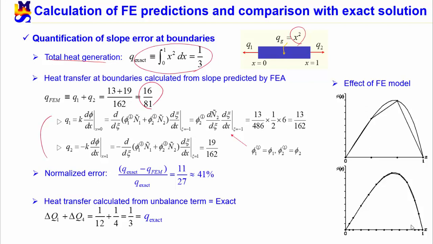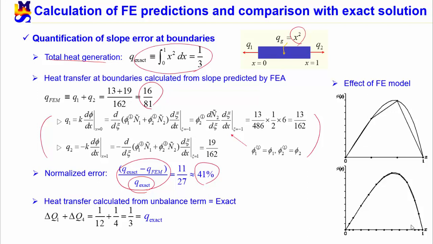The detailed procedure of calculating the slopes at both the ends is explained here. The percent error of total rate of heat conduction at the two boundaries with respect to the generated rate of heat amounts to almost 41%. Yeah, it is quite great.